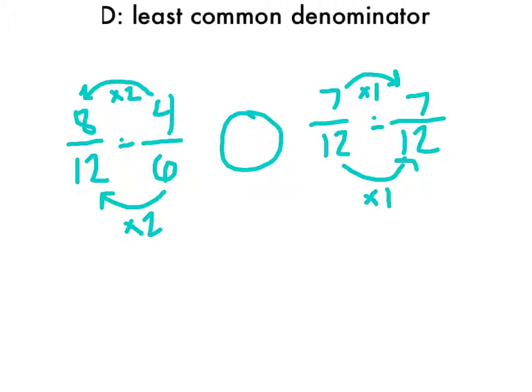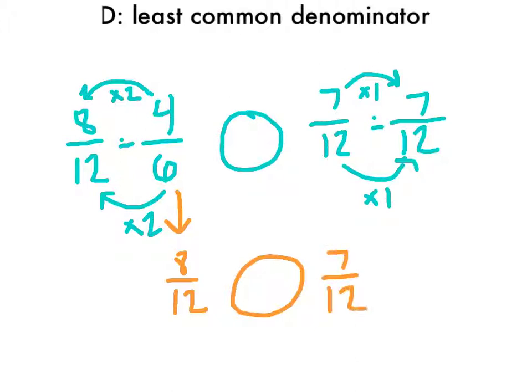Let's rewrite our equivalent fractions down here. Maybe this will help them to see it. So 4/6 is equivalent to 8/12. And we know 7/12 is going to stay the exact same. So what's the answer? 8/12 is greater than 7/12. Sure is. Which means that 4/6 is greater than 7/12. Very good.